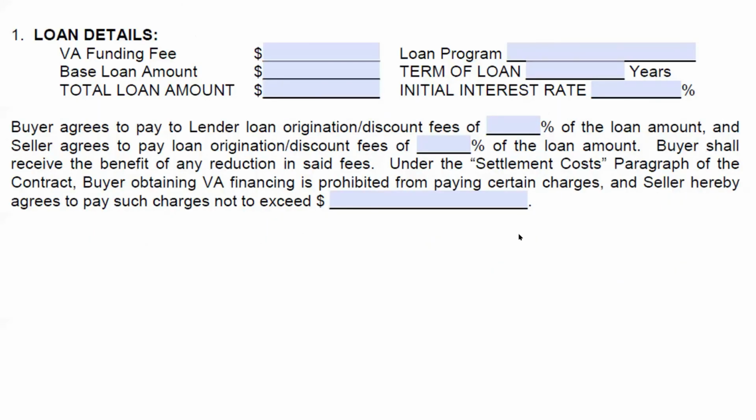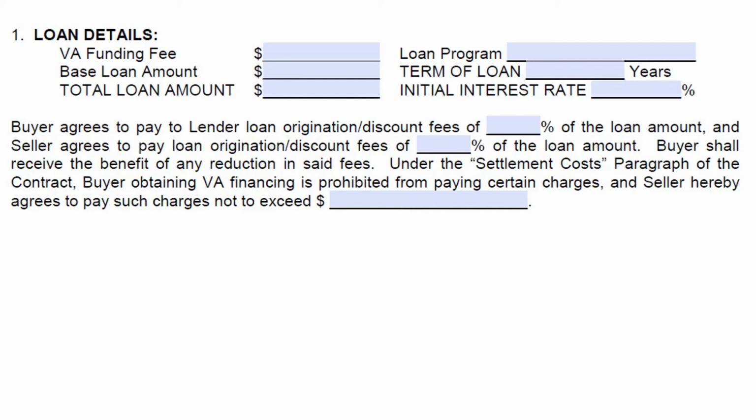So as far as the VA, like the funding fee and the base loan, my go-to is always the lender, just to verify those numbers because I gotta stay in my lane. So always just verify with the lender, make sure that they give you those numbers, so that when you're presenting your offer it is correct, because you really don't want anything wrong on your offer. Loan program, same as like a FHA, to put VA there. Term of loan, same as like a FHA. If it's a 30-year, you put your 30-year, and you also put the interest rate there as well.